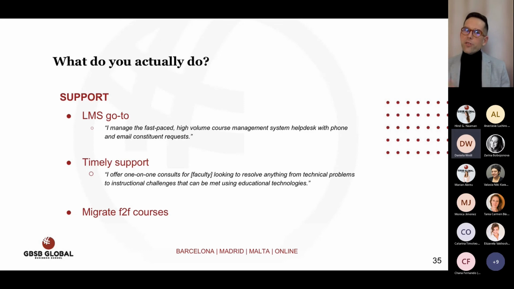And last but not least, they support. So they are responsible for managing the LMS system. They are responsible, of course, for timely support. So they offer different one-on-one consultations for faculty or educators who are looking to resolve some problems or issues. And they are also responsible for providing support in the process of course migration from face-to-face or on-site courses to online courses.